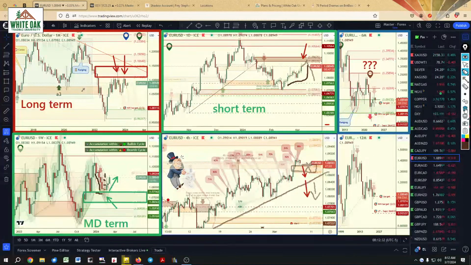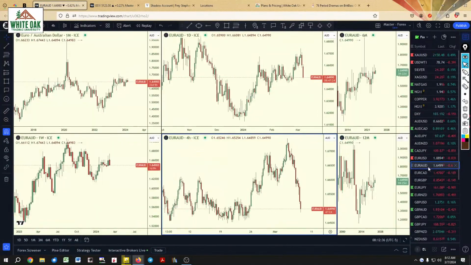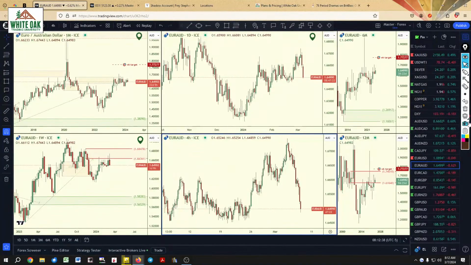Okay, so now that we have that, we can go over to the Euro-Aussie. And Euro-Aussie, what do we see? Well, there's a couple things that I can see right off the top of the bat. Supply is being contacted on the weekly chart. Okay, what does that tell me? That tells me medium-term momentum to the downside. And as you can see, it's starting to play out right now.